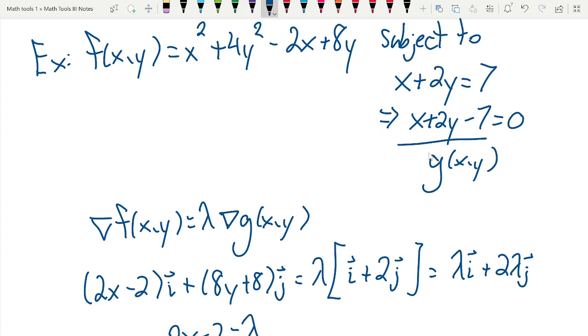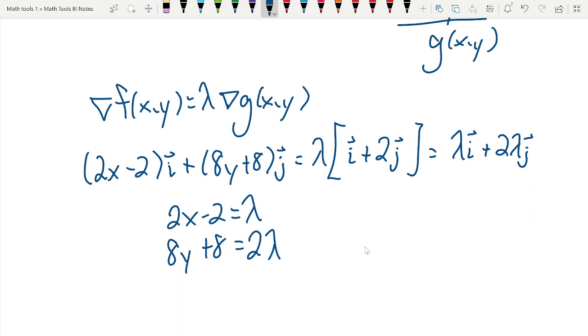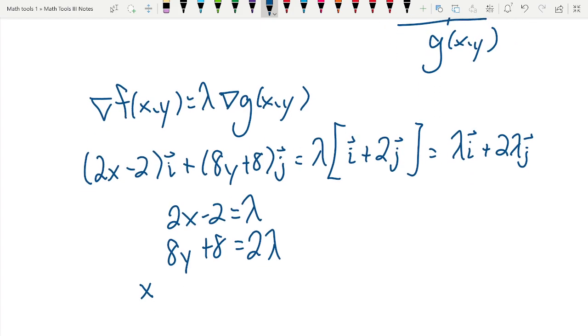Right, this x plus 2y minus 7 equals 0. Okay, so let's throw that constraint in here. x plus 2y minus 7 equals 0. Okay, so now we have a system of 3 equations with 3 variables, including lambda. So it can be a little bit trickier to solve here.